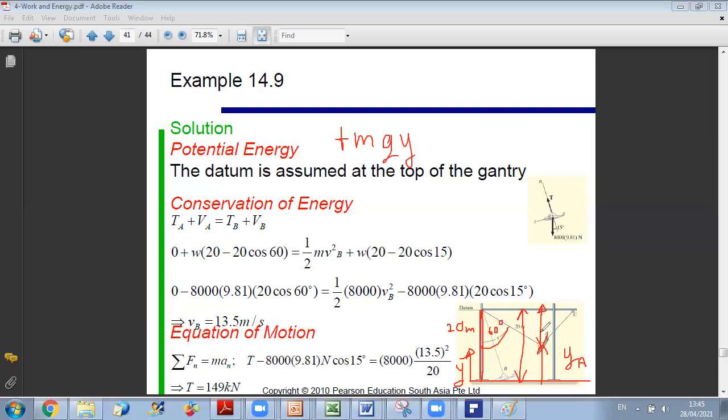So this angle here will also be 60, alternating angles. This is 60 degrees, so you can say that the length here is 20 cosine 60. And then the distance YA will be 20 minus 20 cosine 60. If you take the reference as the ceiling, the potential becomes minus mgy, and this distance Y becomes 20 cosine 60.